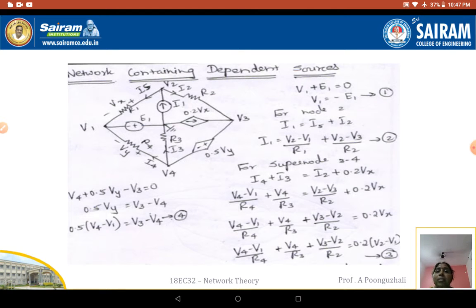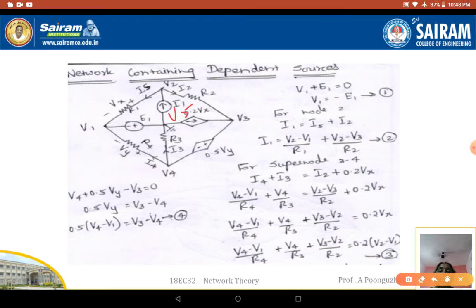Now first I'm going to see, between two nodes, these four nodes I have, and the center node I'm going to take as a reference node. Now we'll be taking this one supernode. The supernode is V1 minus, plus E1, minus your V5. I can assume that this is V5, that is anyway 0. So V1 minus plus E1 is equal to 0. So V1 is equal to minus E1.